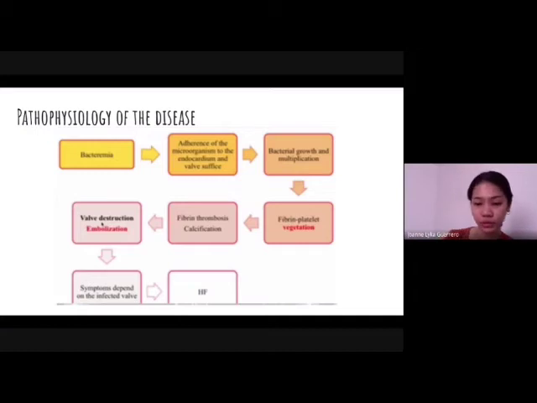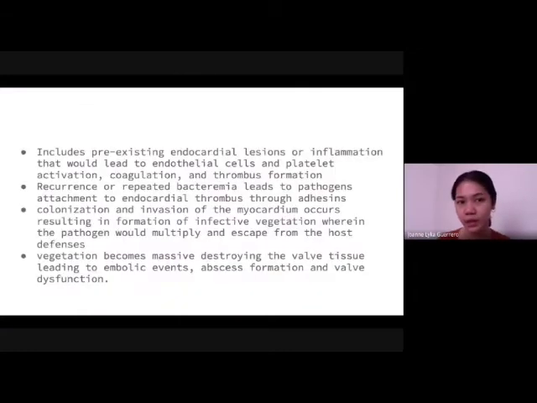So, to further understand this diagram, it includes pre-existing endocardial lesions or inflammation that would lead to endothelial cell and platelet activation, coagulation, and thrombus formation. Repeated bacteremia leads to pathogen attachment to the endocardial thrombus through adhesins. Colonization and invasion of the myocardium occurs, resulting in the formation of infective vegetation, wherein the pathogen would multiply and escape from the host defenses.